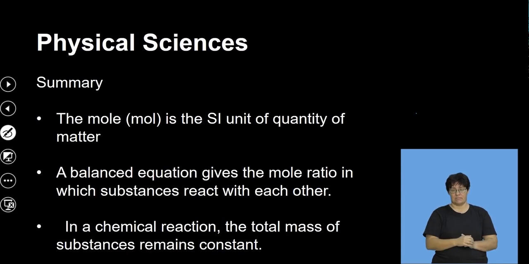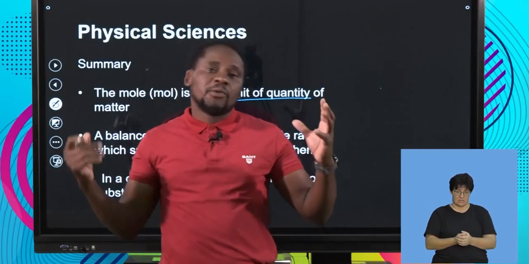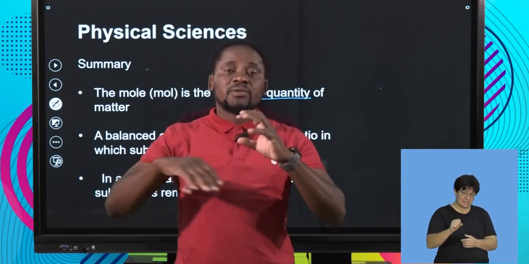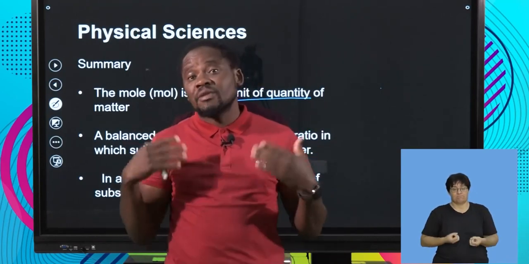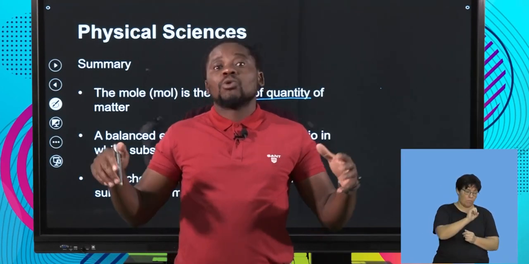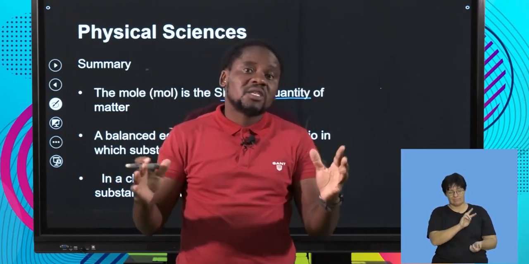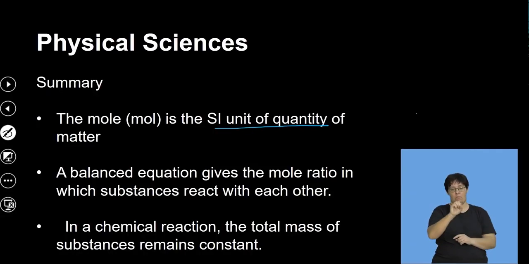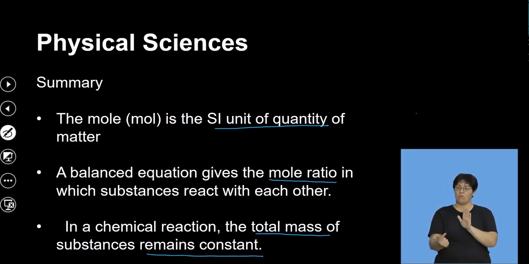So in closing, what are we saying? The mole is the SI unit of quantity of matter. Just to drive that point, every time we were given the mass of a sample of a substance, we had to carry out calculations to express it in terms of the mole, because the mole is the SI unit, and we can compare moles and moles. That's why we had to convert the mass of each sample into moles. And then the balanced equation gives us the mole ratio in which these substances react with each other. In any chemical reaction, the total mass remains constant. So this is the law of conservation of mass.